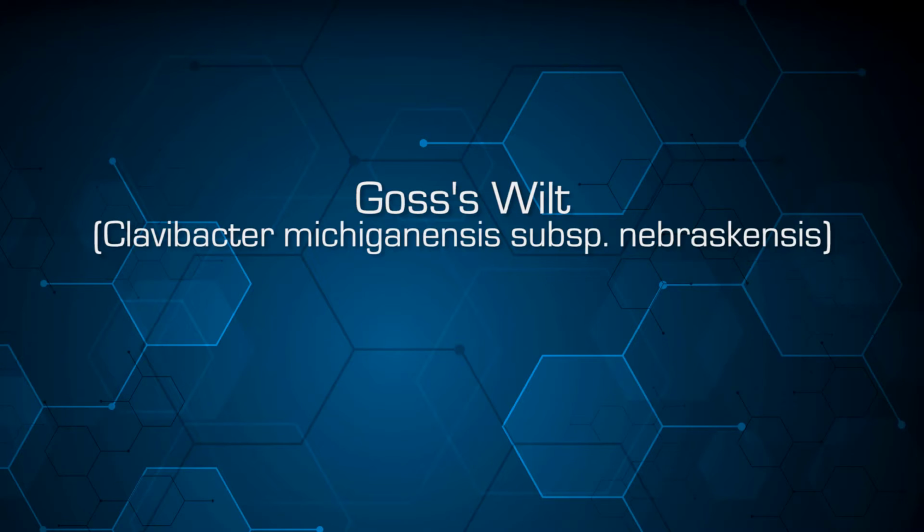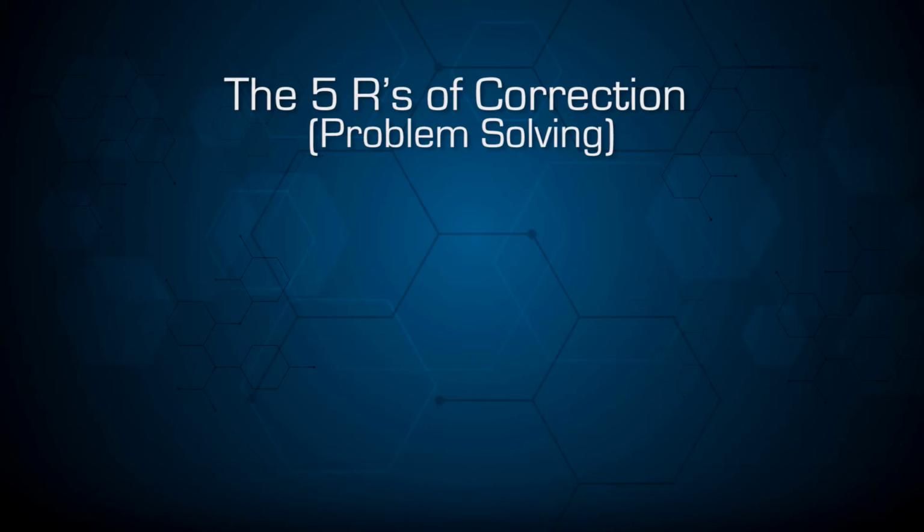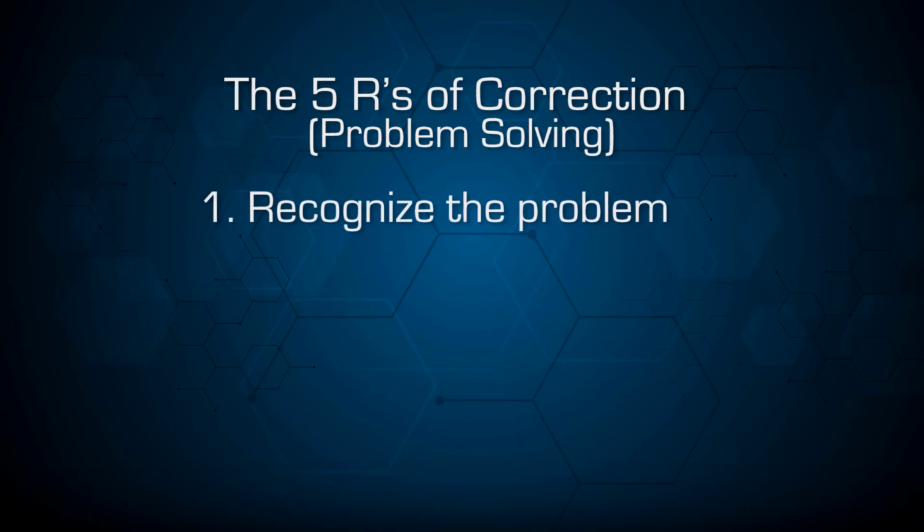One of them that I'd like to discuss is Goss's wilt on corn. But before we do that, it's important that we recognize that if we have a problem, then there are certain steps that we need to go through if we're going to solve it. And so I've called these the 5 R's of correction, or of problem solving. The first of those is to recognize that there's a problem.